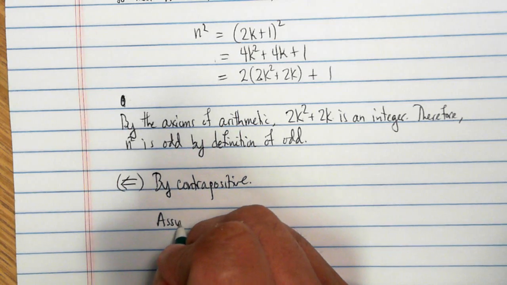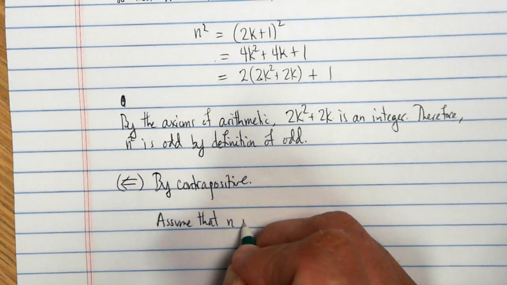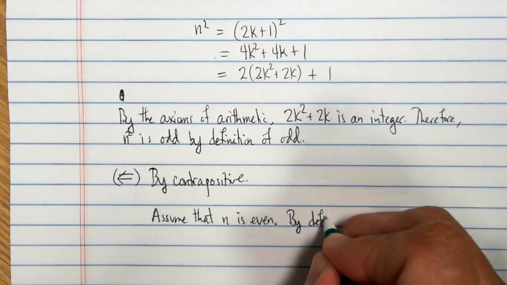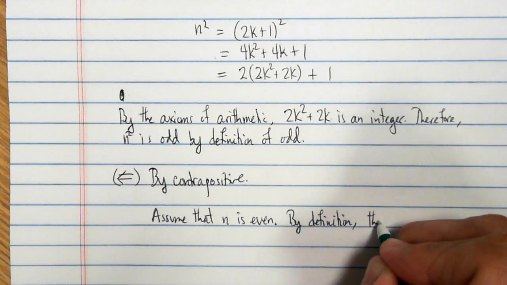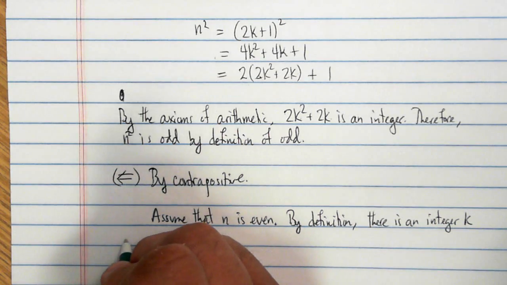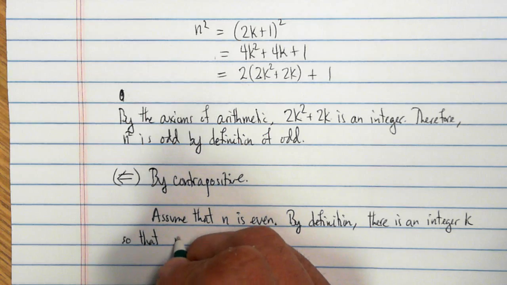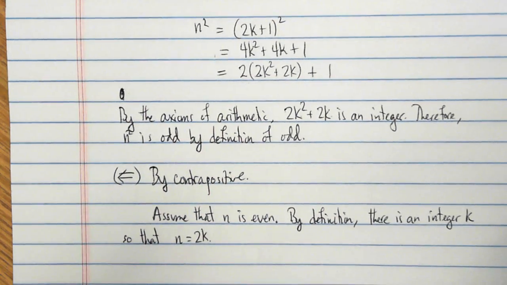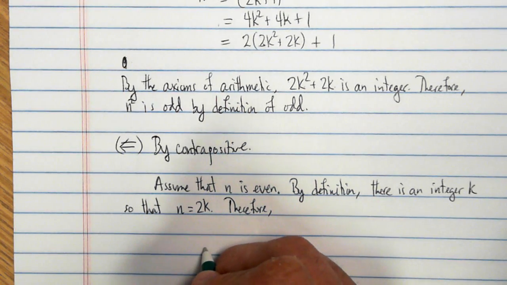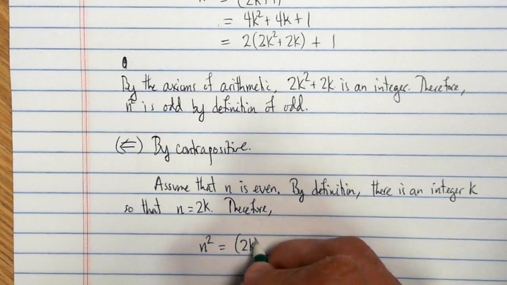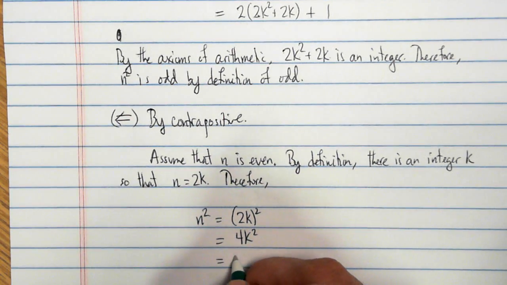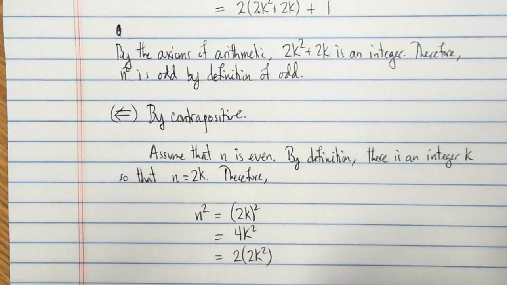So assume that n is even. By definition, there is an integer k so that n is equal to 2k. Now let's see what n squared is. Therefore, n squared is equal to (2k) squared, which is 4 times k squared, and I can factor a 2 out of that, so 2 times 2k squared.